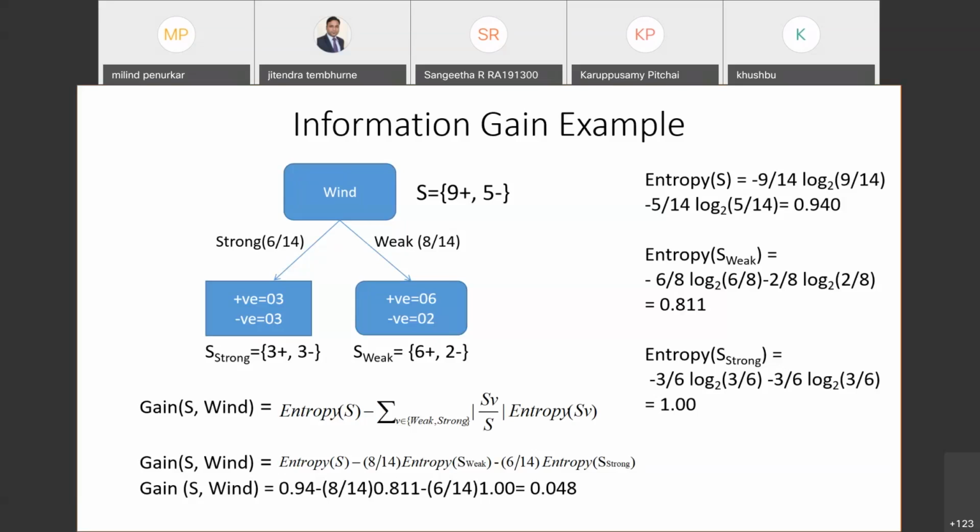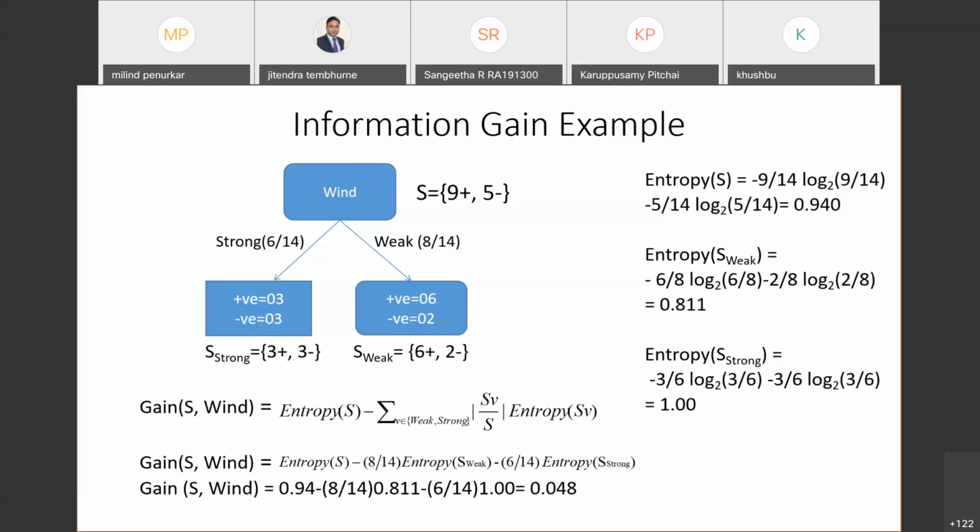On the right hand side, I have given some calculations. You can find out log of 9 divided by 14 to the base 2. The formula is minus P plus log P plus, minus P minus log P minus. Let's first calculate the entropy of S. The total examples are 14, so the probability of positive is 9 by 14, and negative is 5 by 14, with log of 5 by 14. That gives me 0.94.